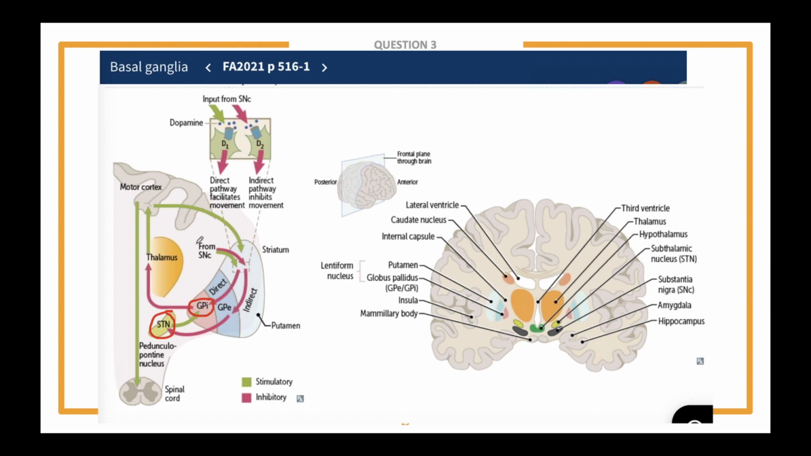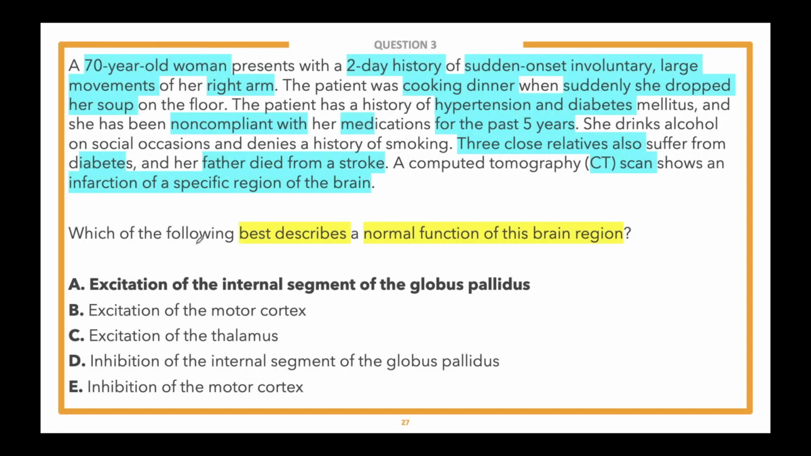So hopefully walking through it with you today helped explain that. And now we can go take a look again at our vignette and the other answer choices, and you can see how excitation of the internal segment of the globus pallidus is the best answer, okay?